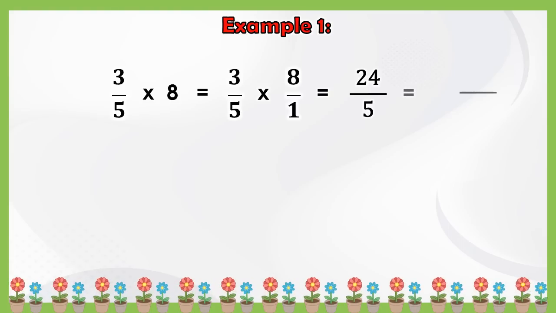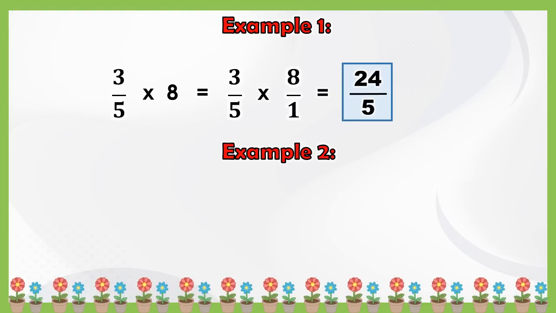24 over 5 is an improper fraction. Change it to a mixed number. Divide 24 divided by 5 equals 4. 4 is the whole number. Then the remainder is 4. And copy the denominator 5. So the answer is 4 and 4/5.